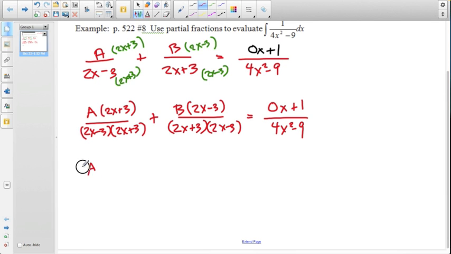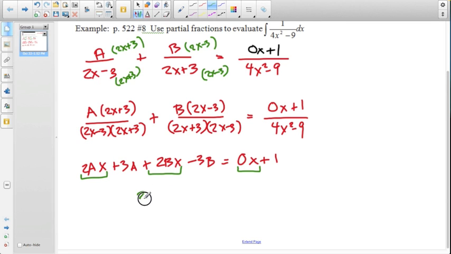a times 2x is going to be 2ax plus 3a plus this numerator 2bx minus 3b has to be numerically equal to this numerator 0x plus 1. And so when we look at this, we have 2ax plus 2bx equals 0x. So that is equivalent to saying 2a plus 2b equals 0. That is still saying that a and b are opposites. If we bring b to the other side and divide by 2, we're still going to get opposites there.